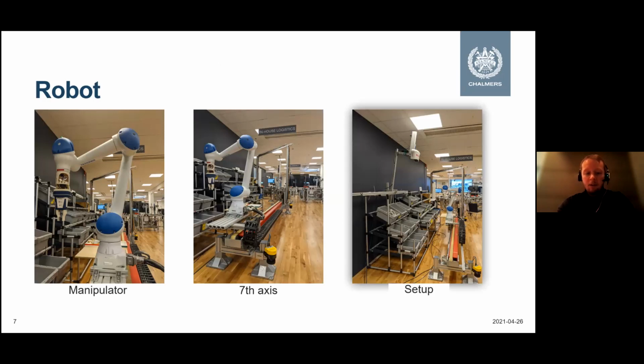So every position we send to the robot, we have to define 7 different joint values, basically. And the complete setup, as you see in the right picture there, we also have a scanner mounted above a rack, which is linked to the robot via PC.